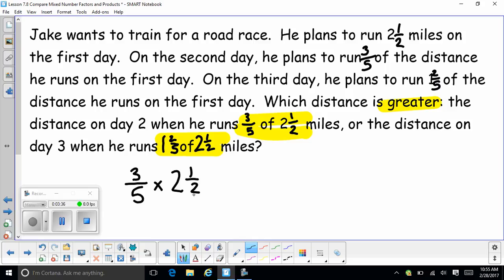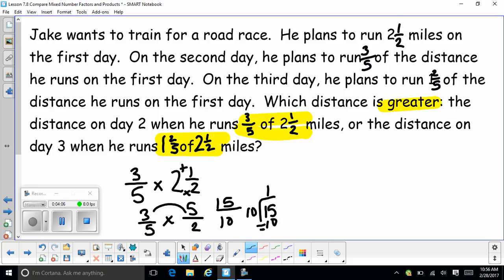I have a mixed number here, so I need to convert that. And so I have 5 halves times 3/5. I'm going to multiply across. I get 15 tenths. So on day 2, he has 15 tenths. If I simplify that, 15/10 is equal to 1 1/2. Great, so that is for day number 2.